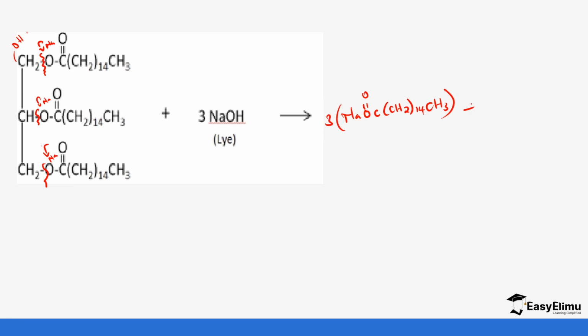There are three of them. Then plus the final product, which is CH2 with OH, CH with OH, and CH2 with OH. This is a triol or glycerol. So this is what you get as a product. Sometimes you're given it as an unknown like that, and you're required to write the product yourself.